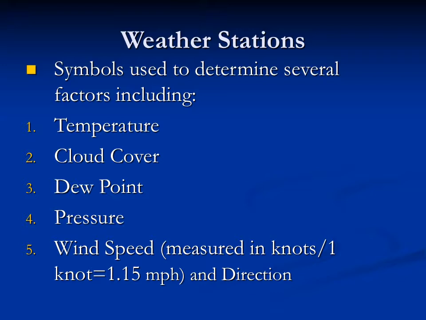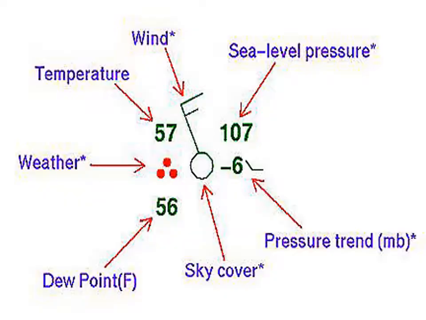All right, so the last part of this lesson is on weather stations and the different types of symbols that are used to determine different factors of weather. So we've got temperature, cloud cover, dew point, pressure, wind speed. Wind speed's measured in knots, and 1 knot of wind is equal to about 1.15 miles per hour.